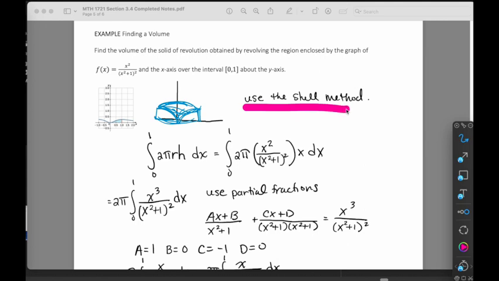I think using the shell method here is going to be the easiest. So we're going to integrate from 0 to 1. That's the interval that we're interested in. Using the shell method, we have to take 2 times pi times the radius times the height. So the height is going to be the function, and then we're going to multiply it by the radius, which is x. And we're doing this all over from 0 to 1.